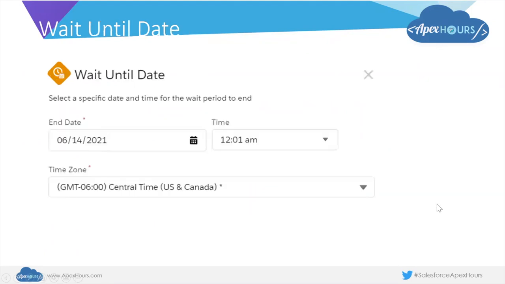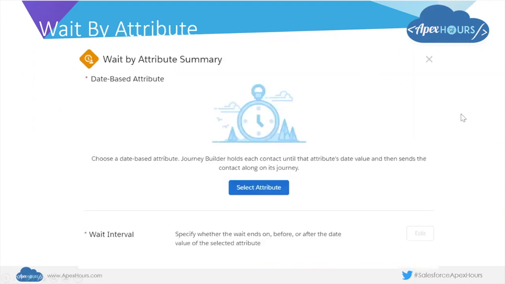And the next one is the wait until date. So you can specify a date and time, and the contact can wait until the specified time here. Wait by attribute. Let's say you have an attribute in a data extension and you want to have the contact wait until that date attribute has been reached, then you would use this.